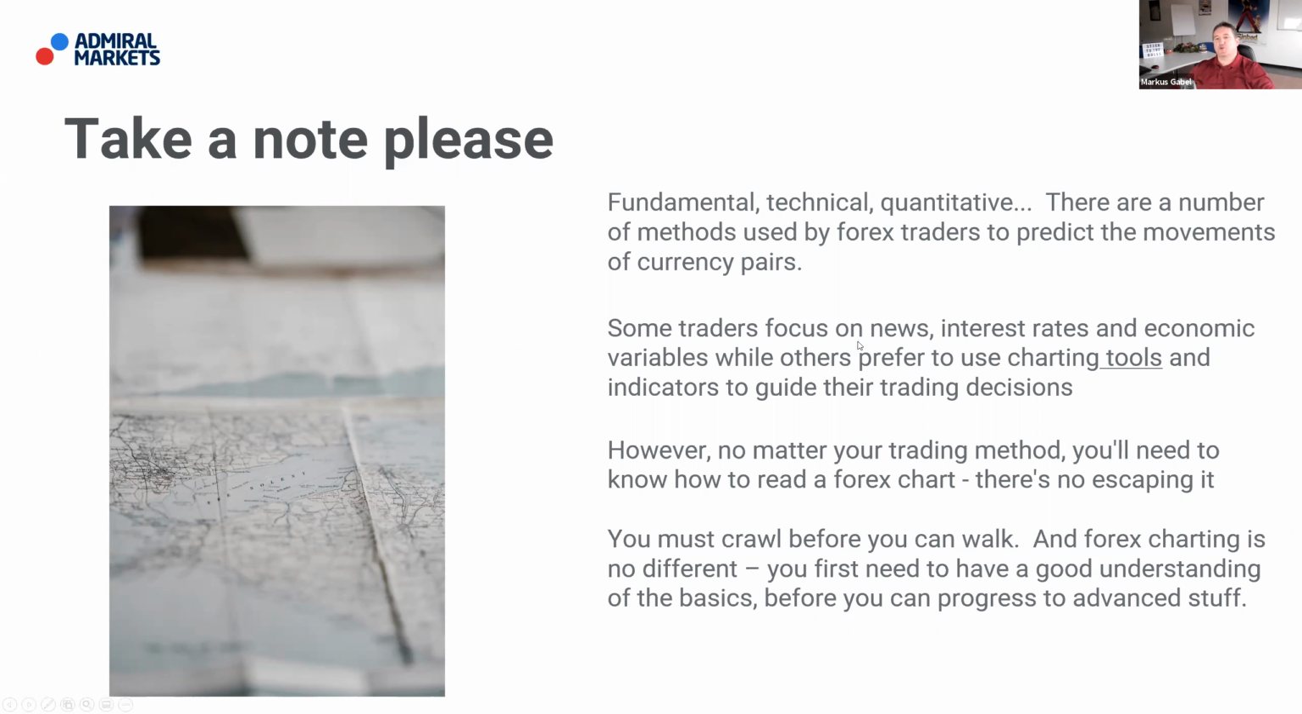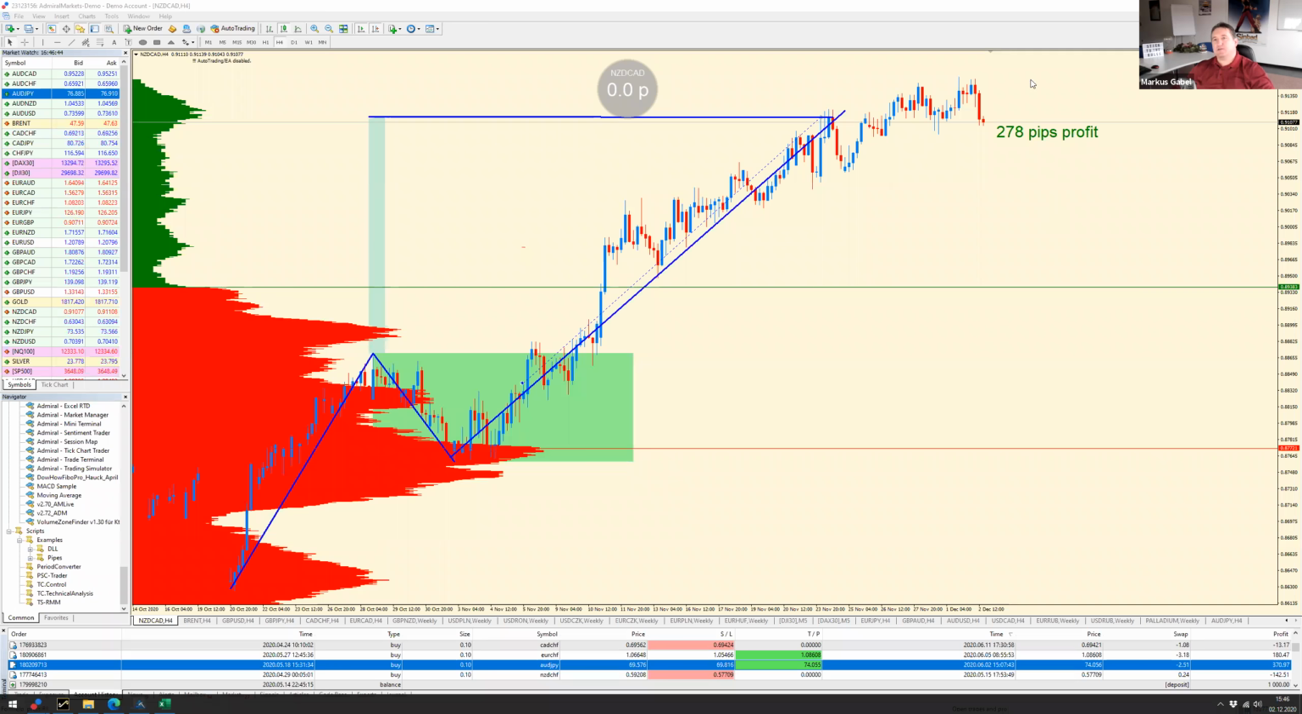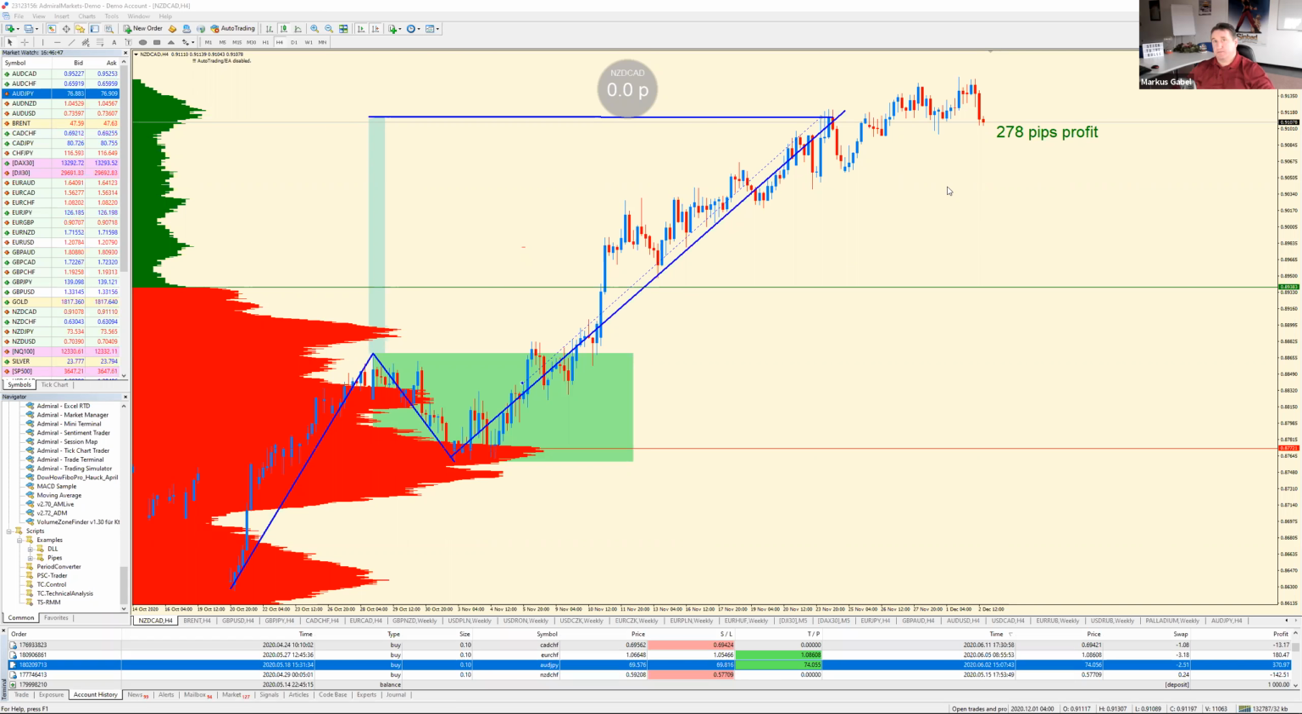Some traders focus on news, interest rates, and economic variables. Please look again. Can you see in the chart any news? Can you see any interest rates in the chart? Type it in the chat box, please. Yes or no? Can you see interest rates or news or fundamentals in this chart? If you say yes, show me where you can see. Can you show me where your fundamental data is here in it?